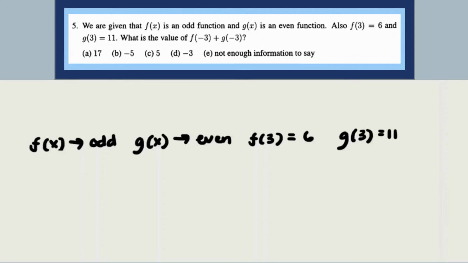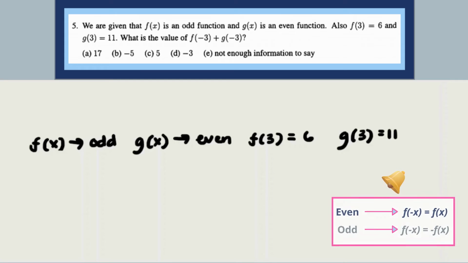Alright guys, so we're given that f of x is odd and g of x is even, f of 3 is 6, and g of 3 is 11. They want us to compute what f of negative 3 plus g of negative 3 is. What's important is to take note that f of x is odd. In general, when we're given an odd function, since they want us to find f of negative 3, we don't know what it is, but since they gave us f of 3, f of negative 3, because it's odd, is going to be a negative times f of 3.